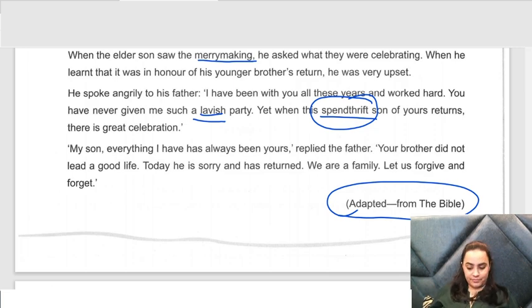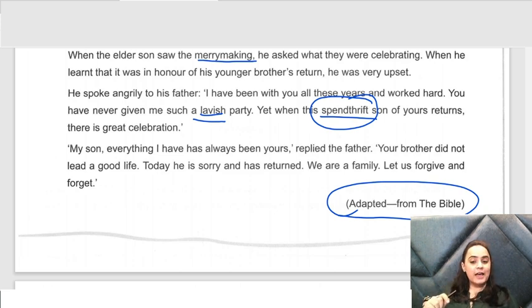My son, everything I have has always been yours, replied the father. Your brother did not lead a good life. Today he is sorry and has returned. We are a family. Let us forgive and forget. So the father said to the elder son that whatever I have is yours. It has always been yours.